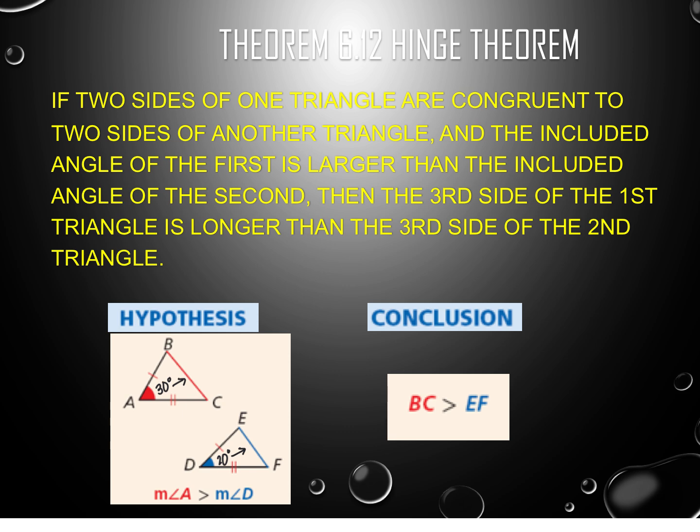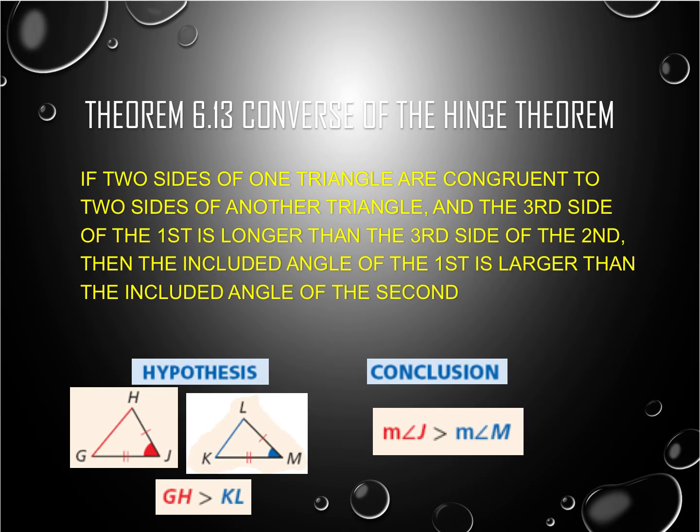The next one is going to be the converse of the hinge theorem. So instead of going from angles to sides, I'm then going to go from sides to angles. Converse of hinge theorem: if 2 sides of one triangle are congruent to 2 sides of another triangle, and the third side of the first is longer than the third side of the second, then the included angle of the first is larger than the included angle of the second.